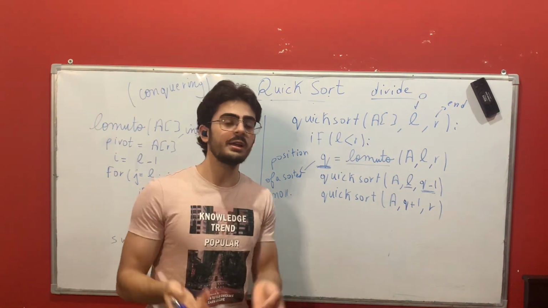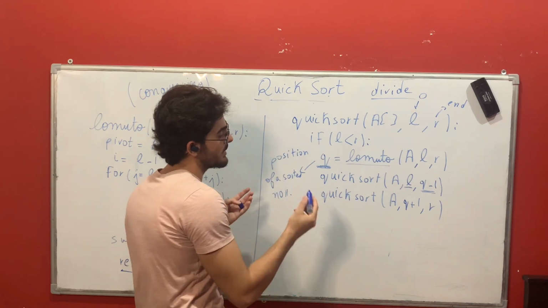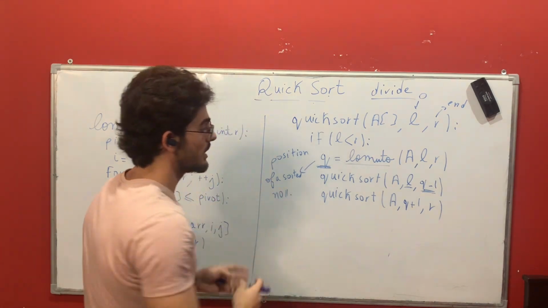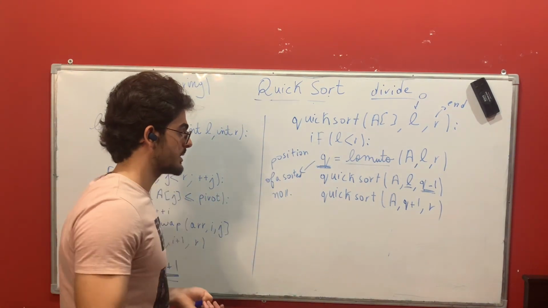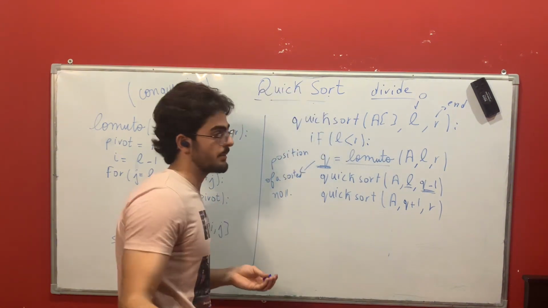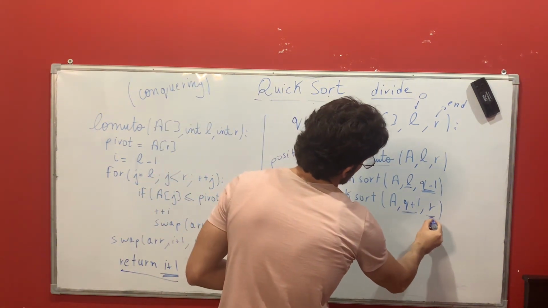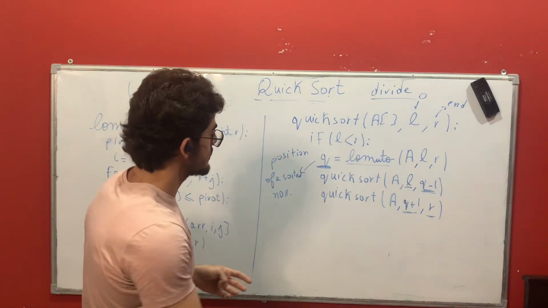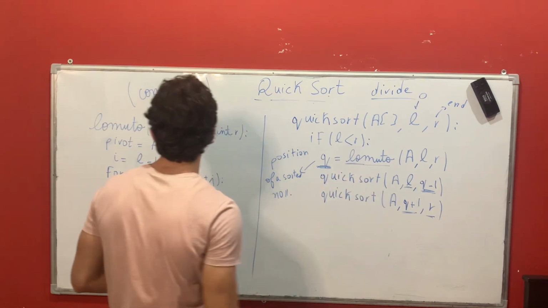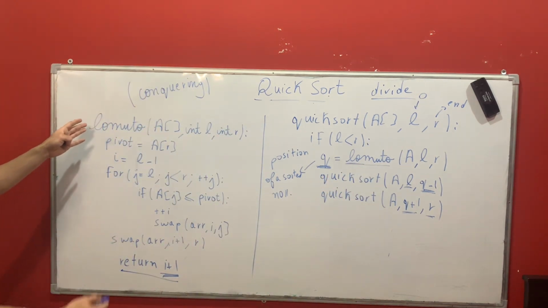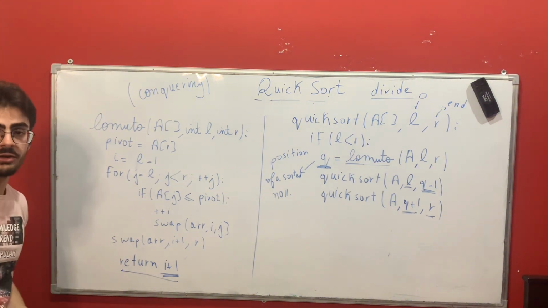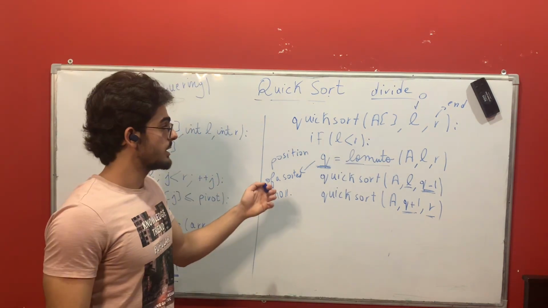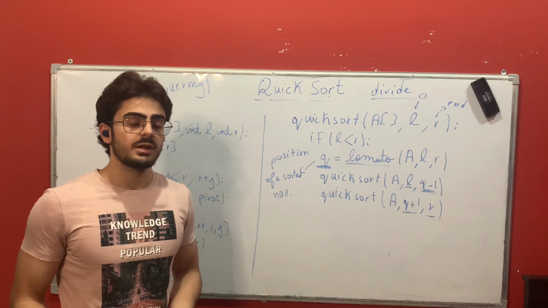So now, what am I left with? I am left with the elements that are from L to Q minus 1, which are the elements to the left side of the pivot, and the elements to the right side of the pivot, which is Q plus 1 to R. These two sub-problems are going to be solved using the same algorithm, which will also be called and choose a pivot and place it in its correct position until L is no longer less than R, so it shall stop.